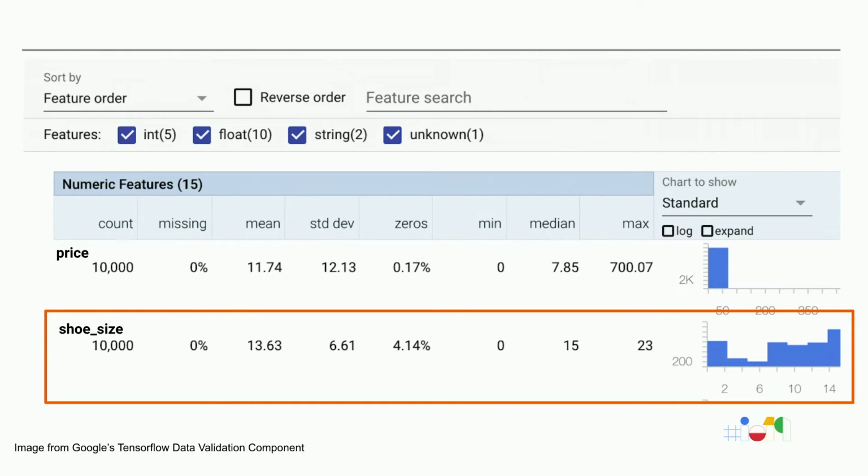For example, if you look at shoe size, you can see the distribution from sizes 0 to 14. And you can see that sizes 3 to 7 seem to be a little bit missing. So maybe we don't actually have that much data for kids' shoes.